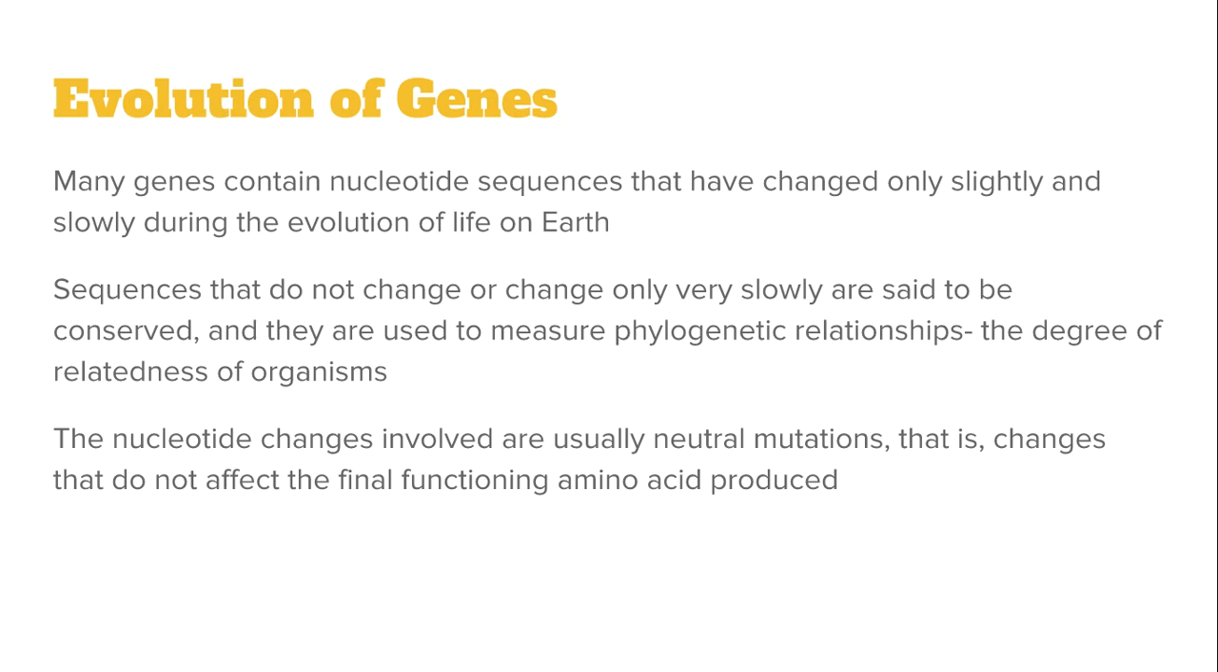So sequences that do not change or change only very slowly over time are said to be conserved, and these are the genes that we use to measure phylogenetic relationships, which is the degree of relatedness of an organism. The nucleotide changes that are involved are usually neutral mutations, which means that although the sequences have changed slightly, the changes that have occurred do not affect the final functioning of the amino acid produced.